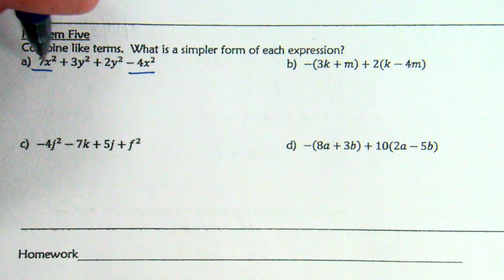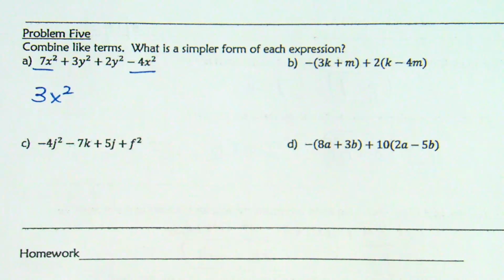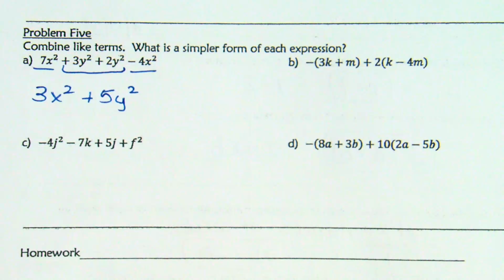Those two can go together because they are like terms. They're x squared. So it's 7x squared. Notice there's a minus in front of the 4, so minus 4x squared. So that's 3x squared. Good. What else? Yeah. We've got 3y squared plus 2y squared, which is 5y squared.